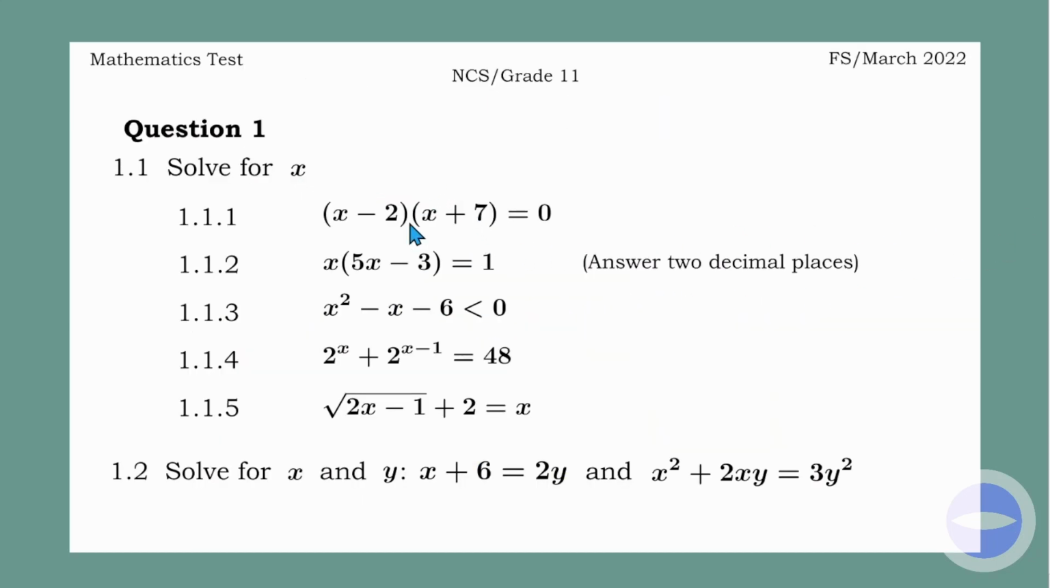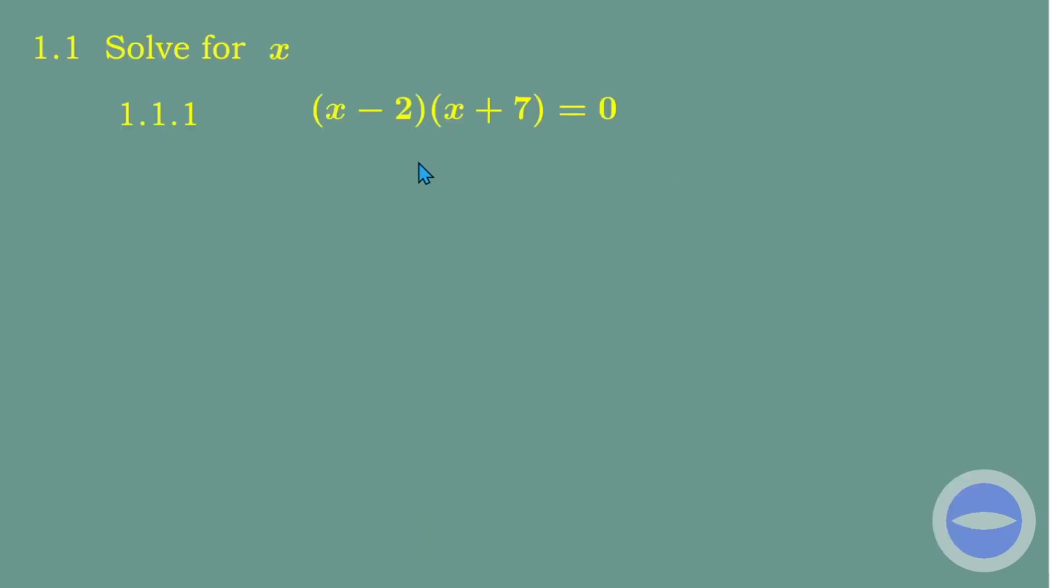These questions that I'll be working on today are based on equations and inequalities. So here are the questions. Question 1.1, solve for x. And then 1.1.1, it says (x minus 2)(x plus 7) equals 0. So now I will open the slides where I'll be solving.